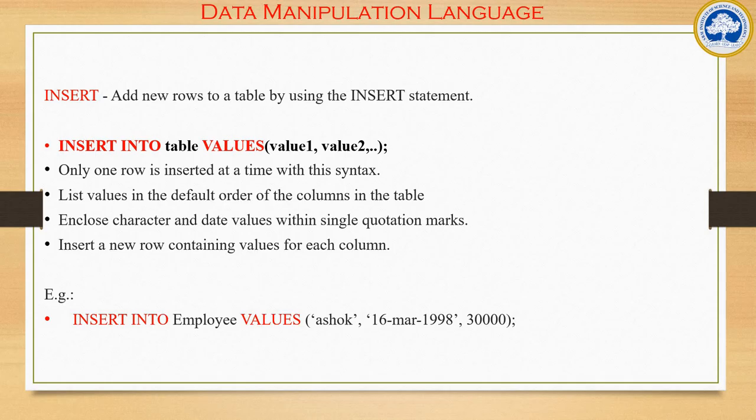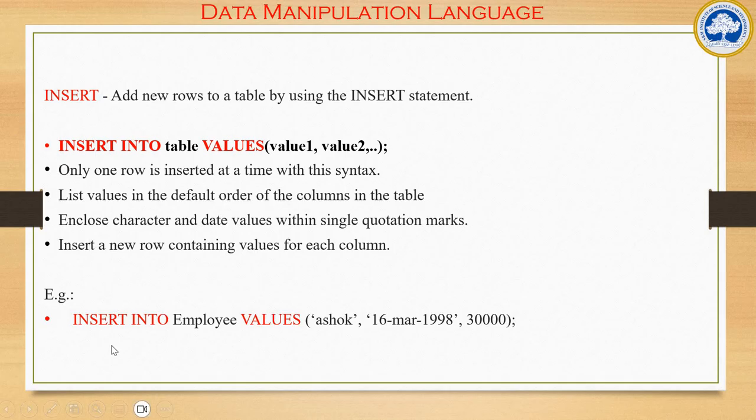The list of values must follow the default order we specified when creating the table. For example, I created the employee table with three columns: name, date of birth, and salary. Now we have to give the values in the same order. If the order changes or the data types mismatch, obviously it will give an error, and the content will not be inserted properly into the table.